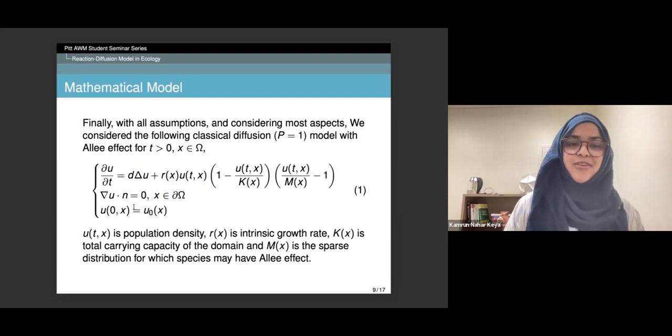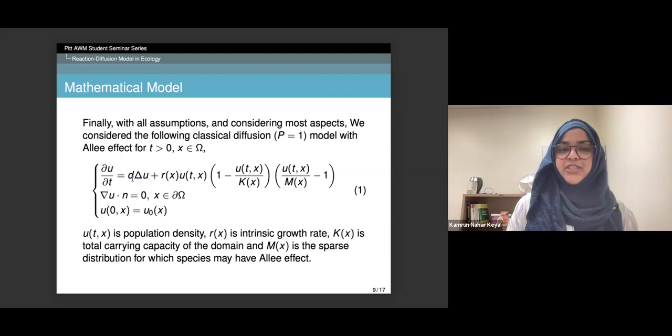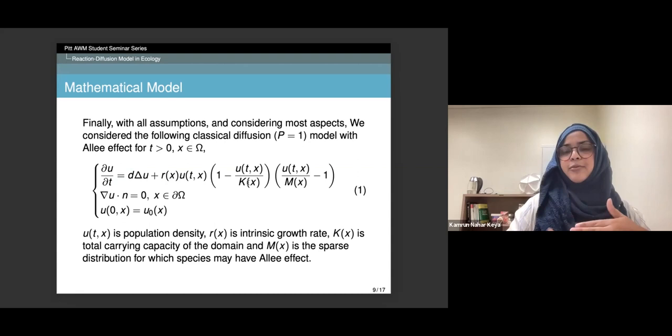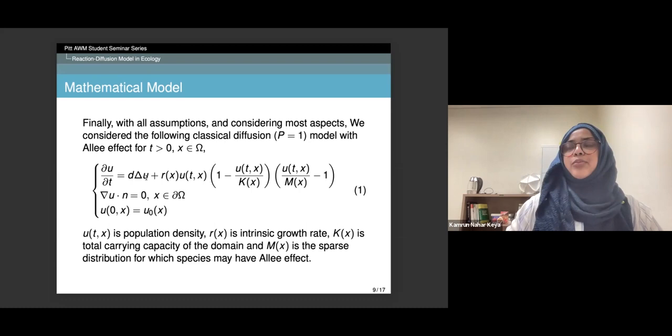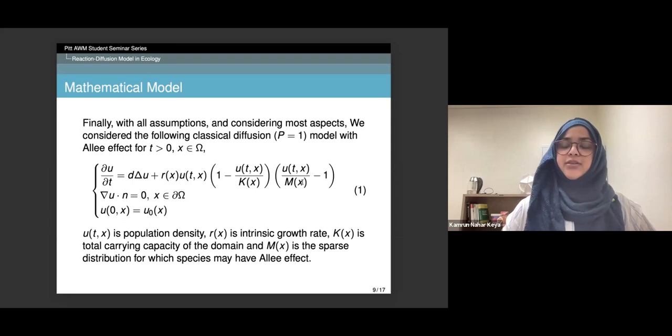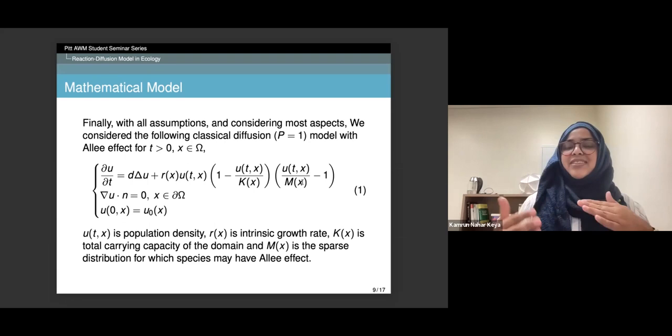Finally, with all the assumptions we made, we come up with this model. It is a reaction diffusion model. The first term, d delta u, is the diffusion term, with d the diffusion coefficient, which is the rate of their diffusing from one place to another. And this term is our reaction function. r is the intrinsic growth rate, u is the density of the population, K is the carrying capacity of the environment, and m is the sparse distribution that I mentioned before. Here you notice that I just use regular diffusion. We choose p equal to 1 initially because the population is already in an extinction situation because of the Allee effect. And if the population goes to another city or another environment, then the species goes extinct really fast.